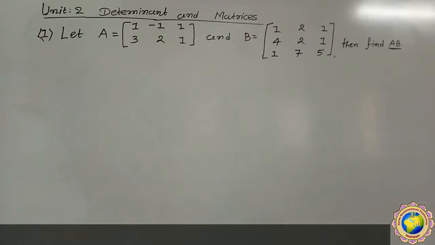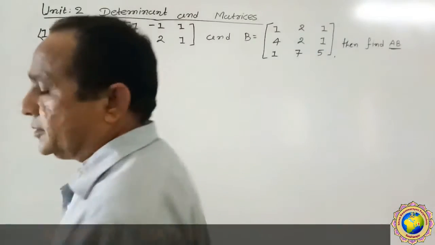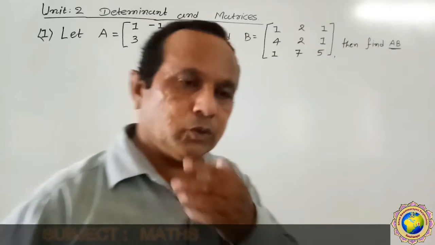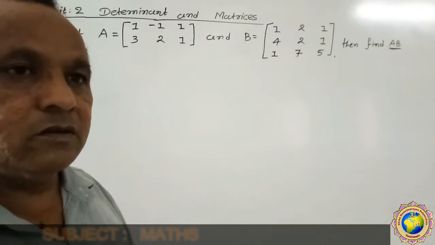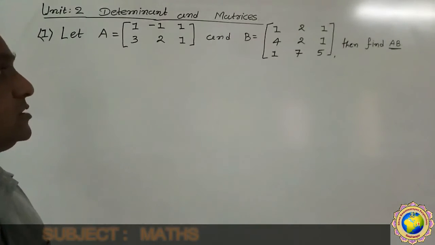Good morning. Today we discuss unit number 2, determinants and matrices. Another example of matrix multiplication.